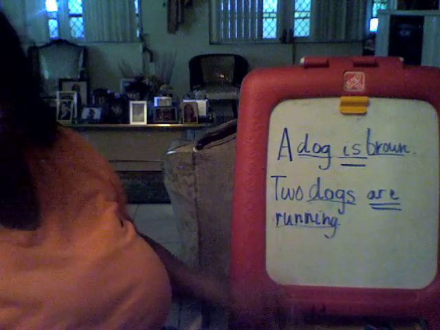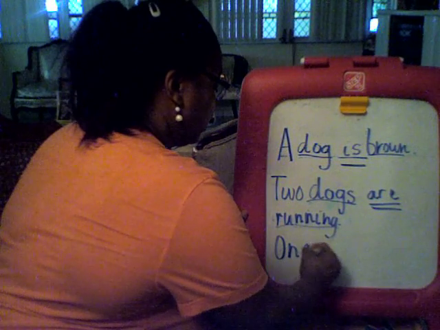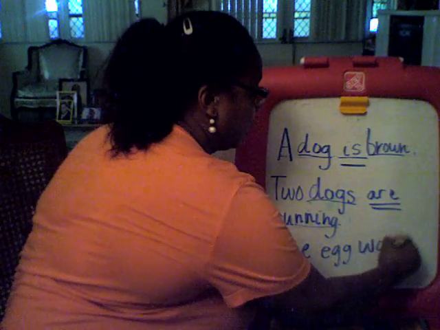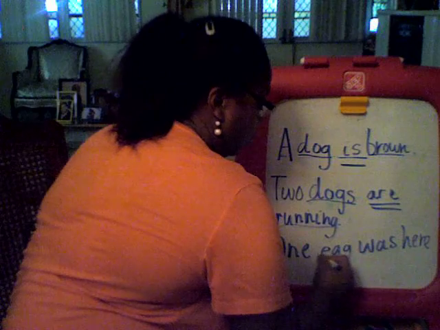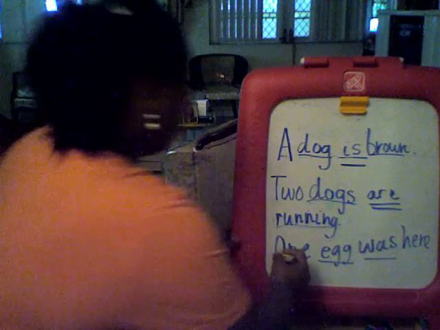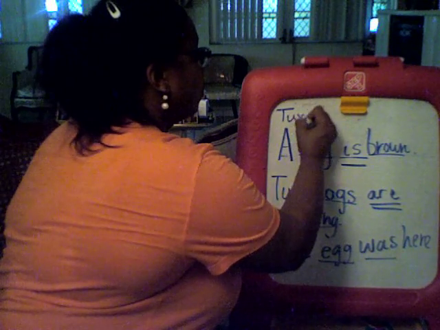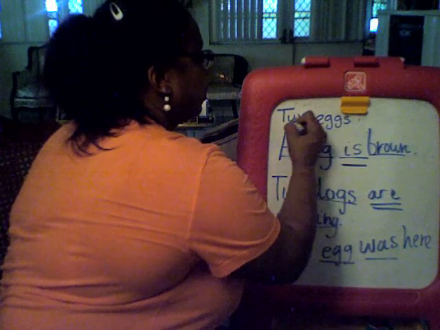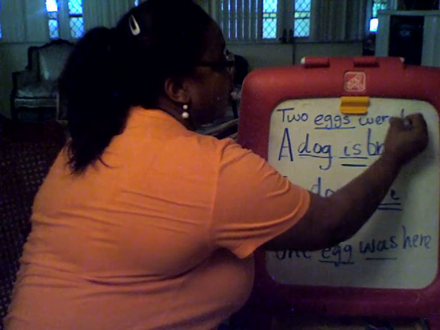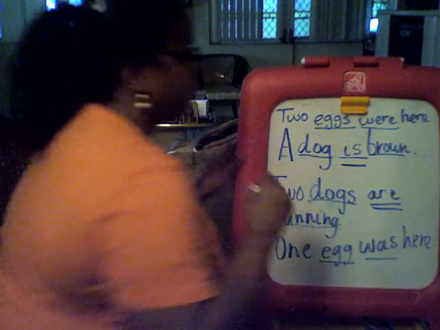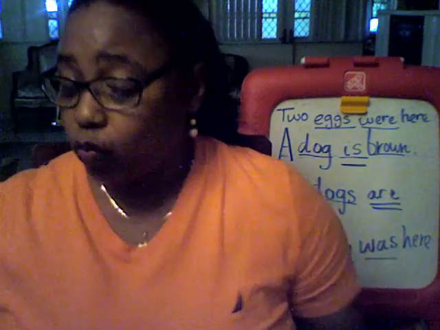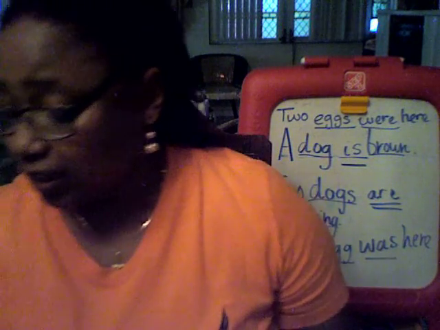Okay? Or I could say one egg was here. And I'm talking about one, so I use the word was. One egg was here. Two eggs. Notice I'm talking about more than one. Two eggs were here. And I use the word were in the past. So I'm using is and are, was and were. And I know you're going to do well with your sentences.